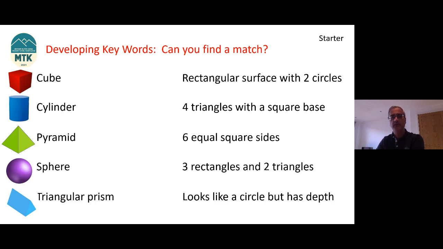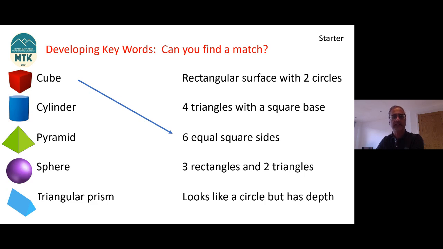Yes, I think you're right. The best description for a cube is it has 6 equal square sides. Yeah, let's take a look. There it is. It is indeed a good match. 6 equal square sides. What about a cylinder? What do you think? Which one of those descriptions best fit? Cylinder. What do you think? Yes, it is correct. A cylinder is a rectangular surface with 2 circles.